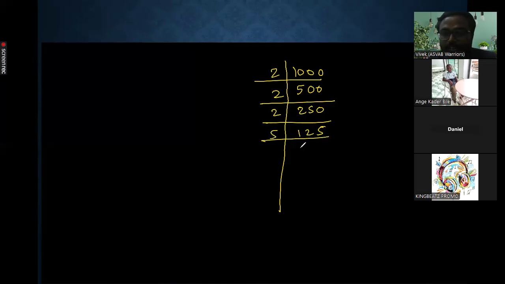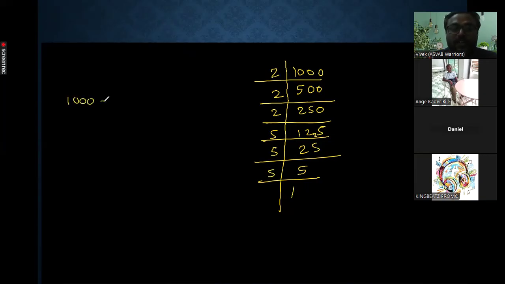So 125 divided by 5 gives 25. 25 can again be divided by 5, giving 5. And 5 divided by 5 is 1. So 1000 can be written as 2 times 2 times 2 times 5 times 5 times 5. We can simply write it as 2 to the power 3 times 5 to the power 3.